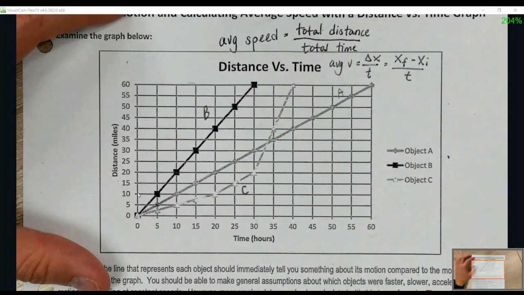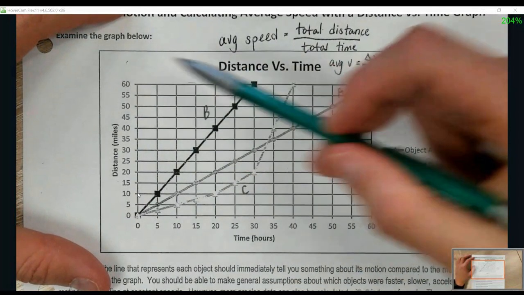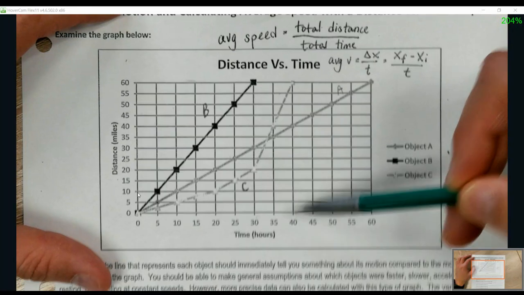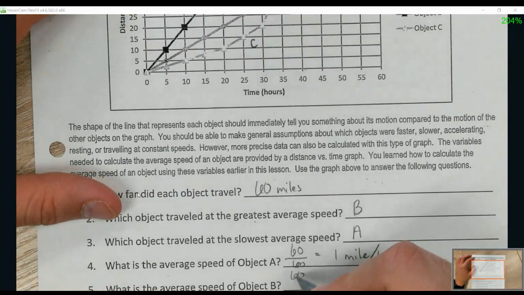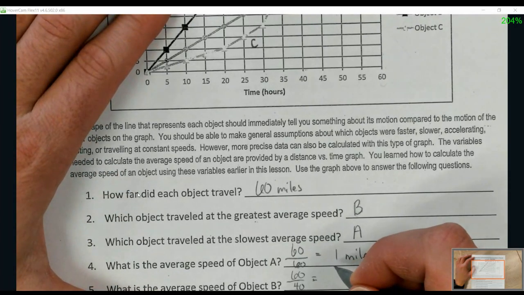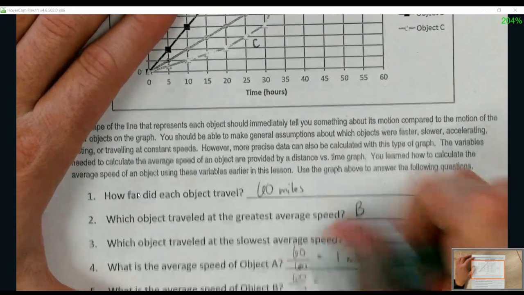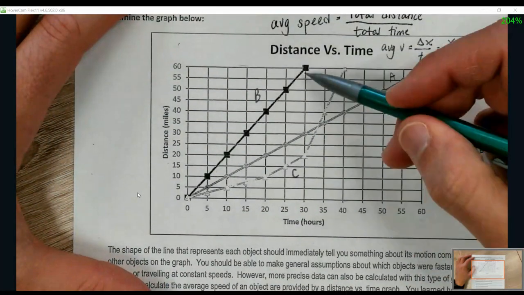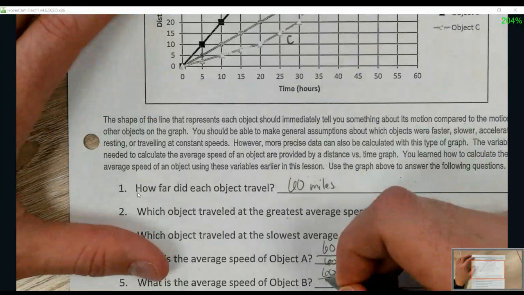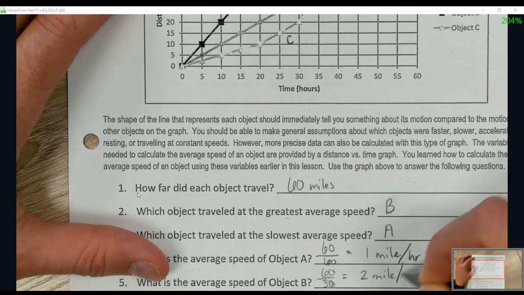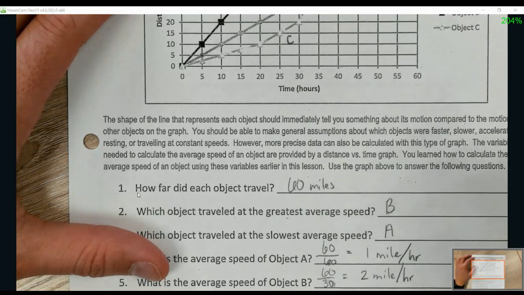Letter B, 60 miles. And how many hours does B finish in? 40. So we're going 60 miles over 40 hours, and that comes out to be, I was looking at C. Thank you for the heads up. B finishes in 30 hours, so we would be doing 60 over 30, which is 2 miles per hour. Thank you for catching that.